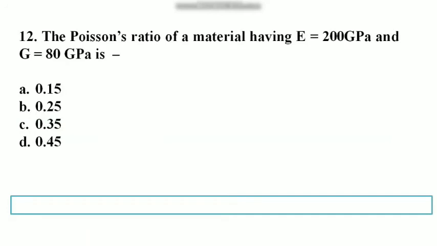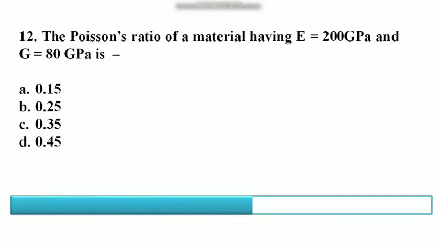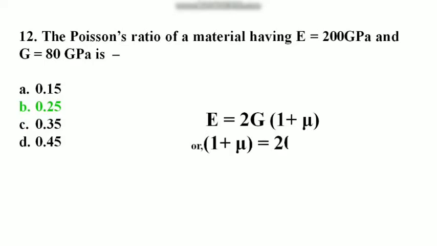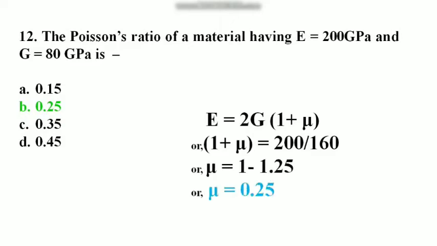The Poisson's ratio of a material having E equals 200 GPa and G equals 80 GPa is: 0.15, 0.25, 0.35, 0.45. We know E equals 2G into 1 plus mu, where E is the modulus of elasticity, G is the modulus of rigidity, and mu is the Poisson's ratio. So by putting the values in this equation, we can get the value of mu, that is 0.25. So option B, 0.25 will be the right answer here.